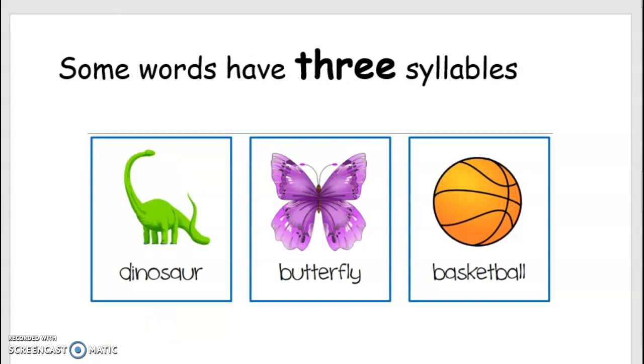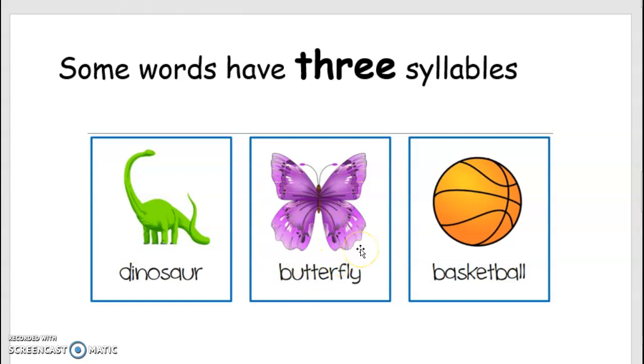Some words have 3 syllables. Let's try. Say dinosaur. Let's clap it out. Dinosaur. How many times did you clap? You clapped 3 times. So therefore, dinosaur has 3 syllables.